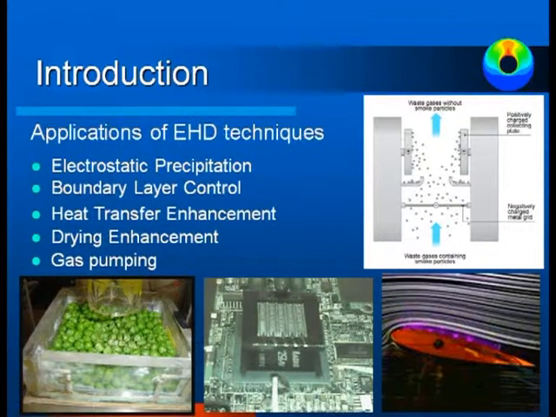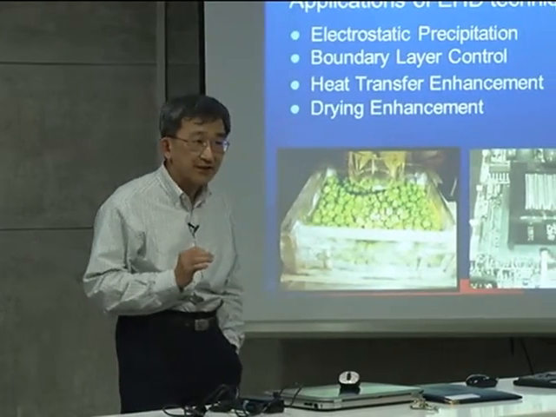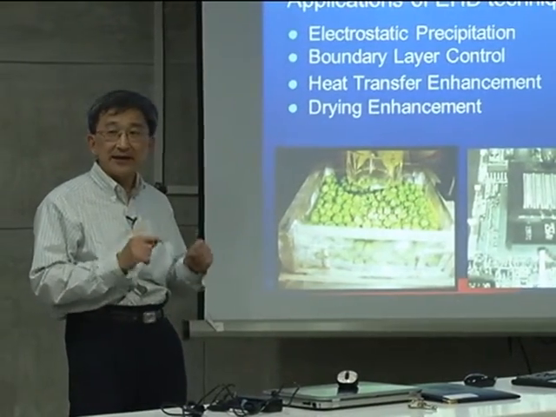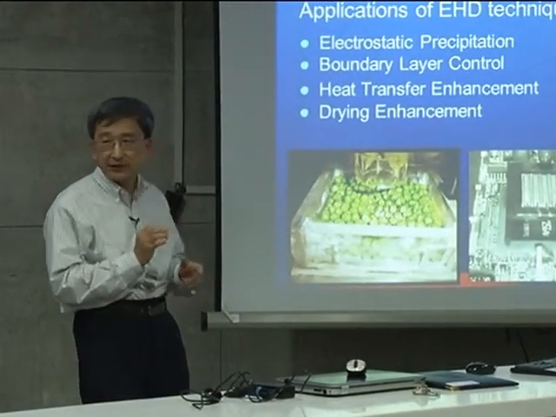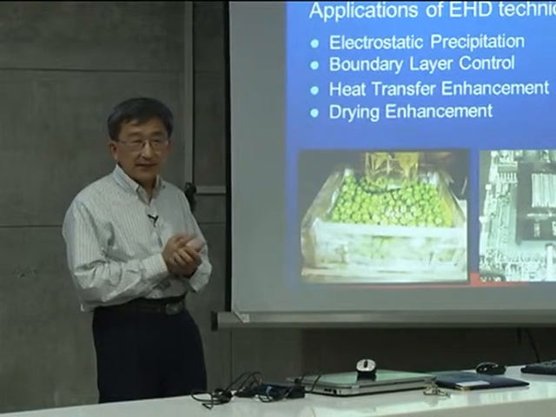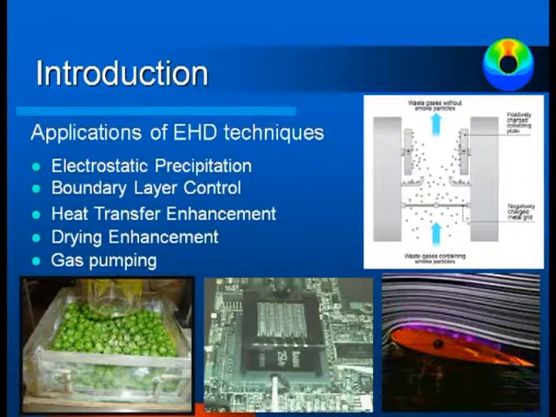And similarly, because of the similarity between heat and mass transfer, we can use the same thing for drying. So drying basically takes out the moisture. Say for example, if we want to dry an agricultural product, we can use this corona wind. And this has a very distinct advantage, because corona wind is generated at atmospheric pressure and at room temperature. And so it is particularly good for drying those materials which are heat sensitive.